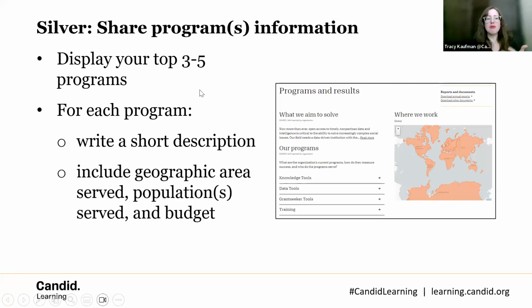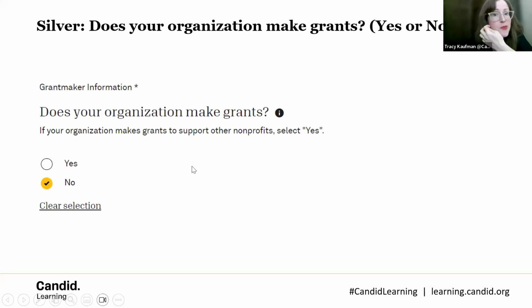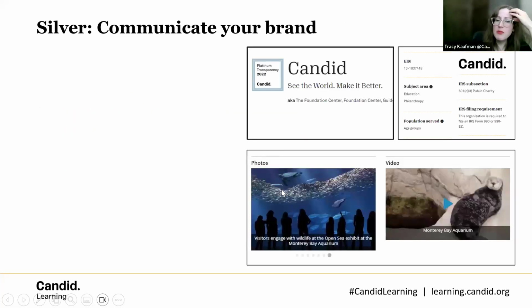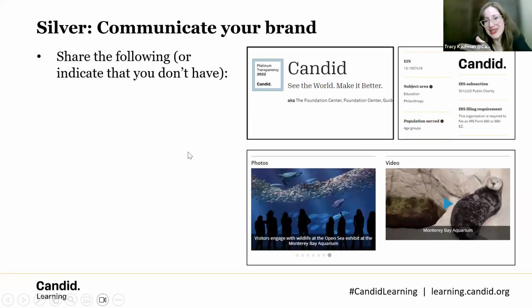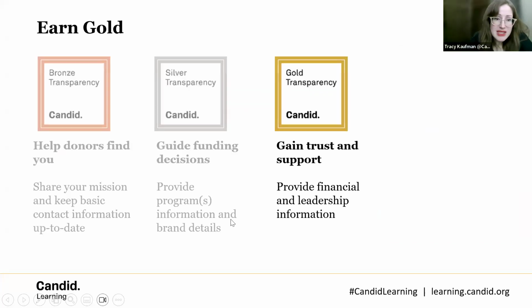So you can pick some of your top programs, write a short blurb about here's what this program is, here's what that program does. You can put in what geographic area or population is being served by these, and it helps people out when they're trying to understand what you do better. Do you make grants or not? You can also do that. You can put in photos and videos if you want to, which can make this a pretty nice supplement to your website if that's the case. This is optional, but yeah. And yeah, put in your social media, etc.